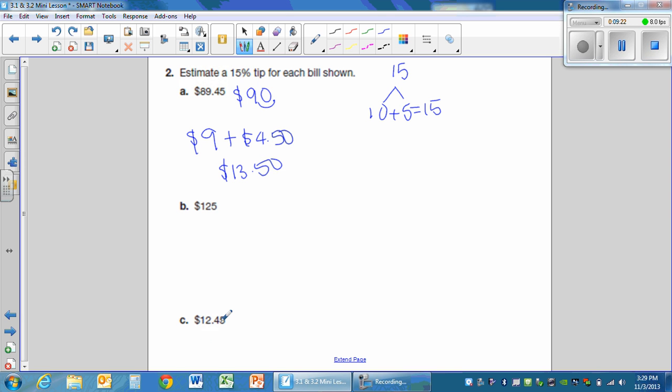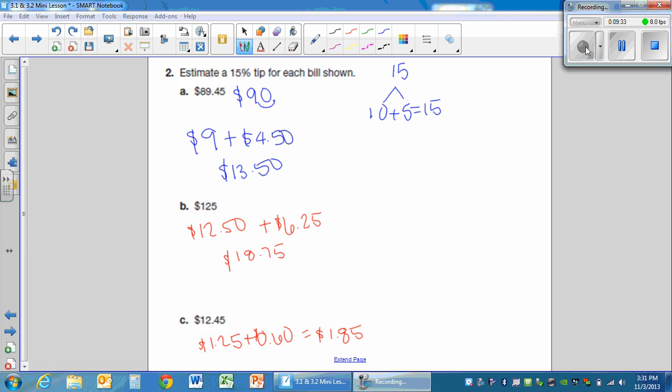Try part B and C on your own and press play to check your answers. Here are your answers to 2A or B and C. When you have the correct answers and you know how you got there, we're going to move on to 3.2 in your book on page 154. So pause the video until you have your book open to page 154, and then when you're ready to move on, press play.